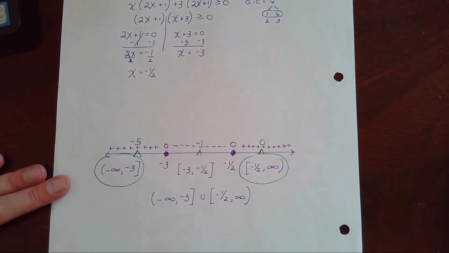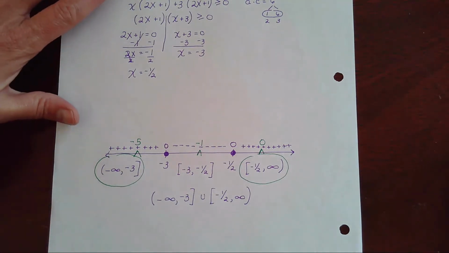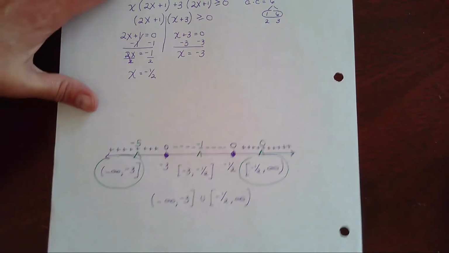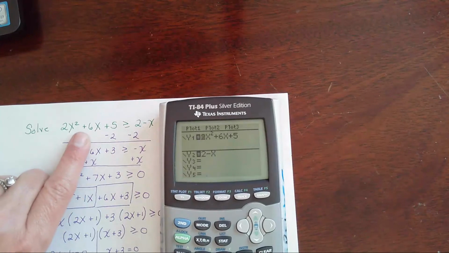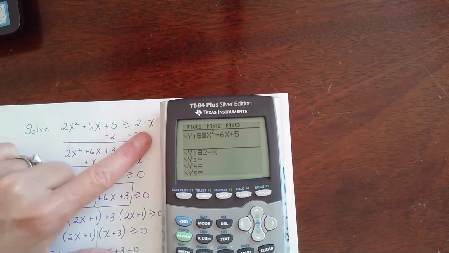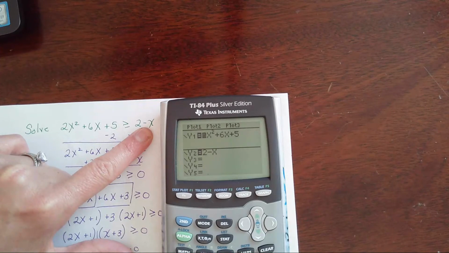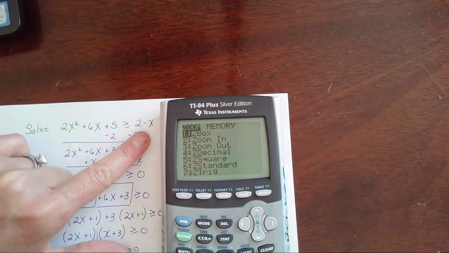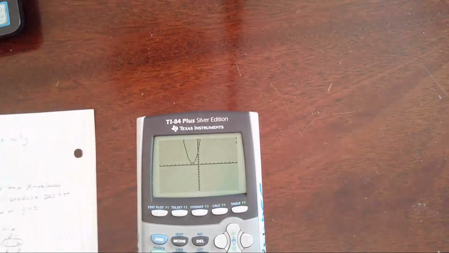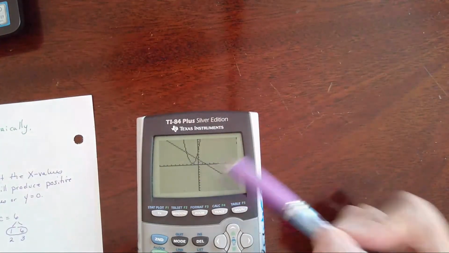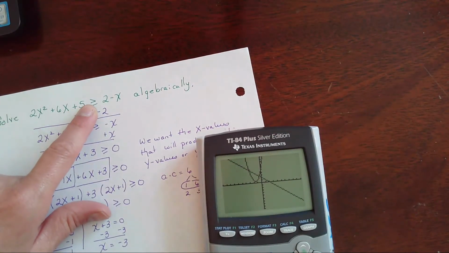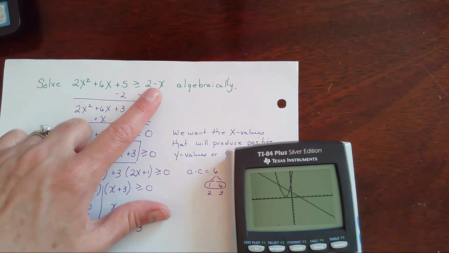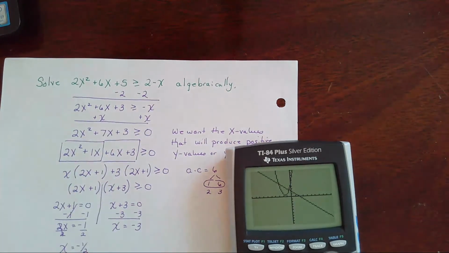Now, if they ask you to say, hey, use your calculator to solve this. Well, I went to my original problem. Okay, right here's my original. And all I did is I put the left-hand side into y1 and the right-hand side into y2. And when I hit zoom 6 to graph it, there's my quadratic and there's my line. Now look, we want to know where the quadratic is bigger than the line. Like, where is the quadratic above the line?